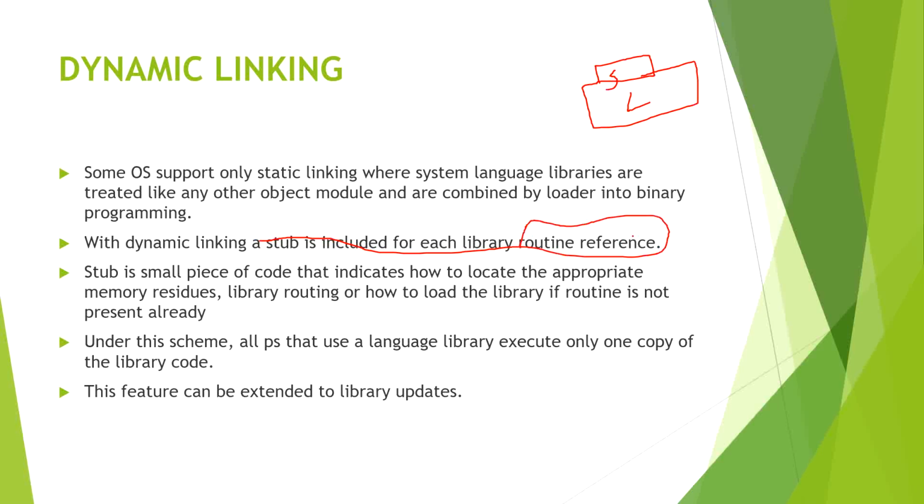So there is a reference to the library which is being made. When we call this library, we will execute this stub. From this stub we will get to know that there is a reference in the main memory. From there we will get the resources at the time of execution, and this is known as dynamic linking.